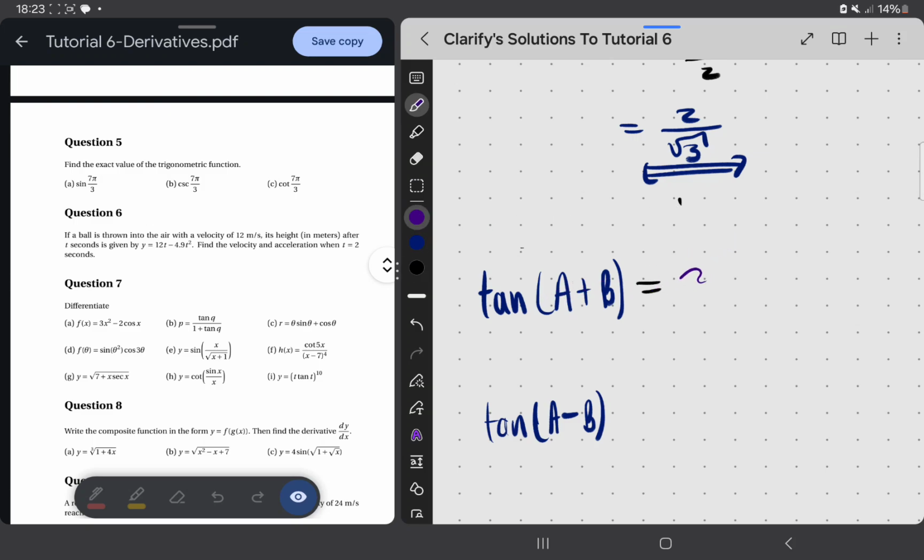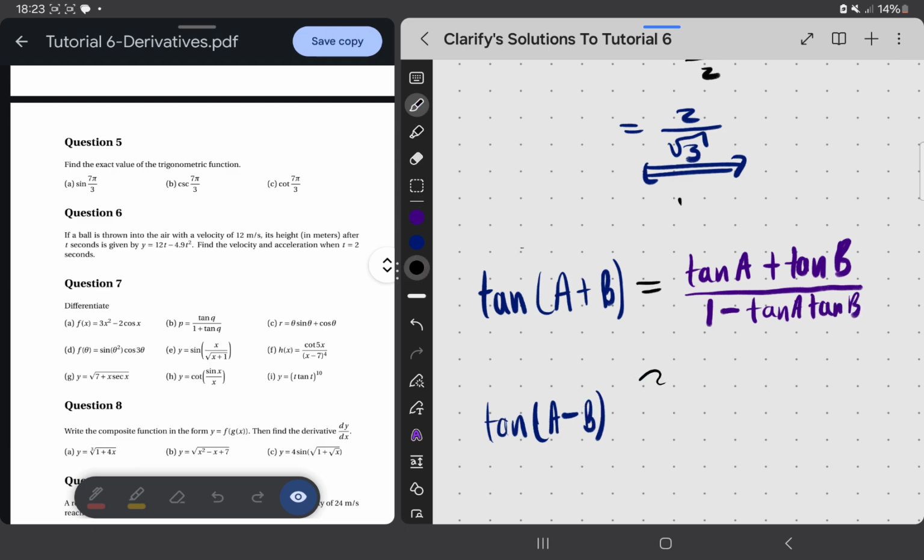So the top is like that. It is going to be tan a plus tan b, but then it is going to be over 1. You start with a 1. Then if this is a plus, you now say minus. Then it will be tan a tan b. Okay? Tan a tan b.